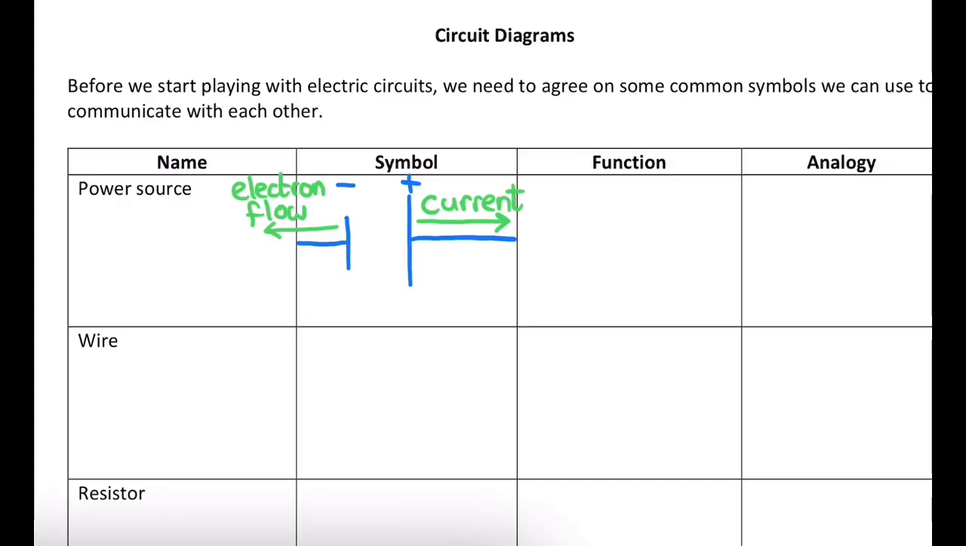So that's a bit of history on why we draw power sources the way we do and the vocab we use around them. The function of the power source is it basically causes electric charge to flow by giving it potential energy.